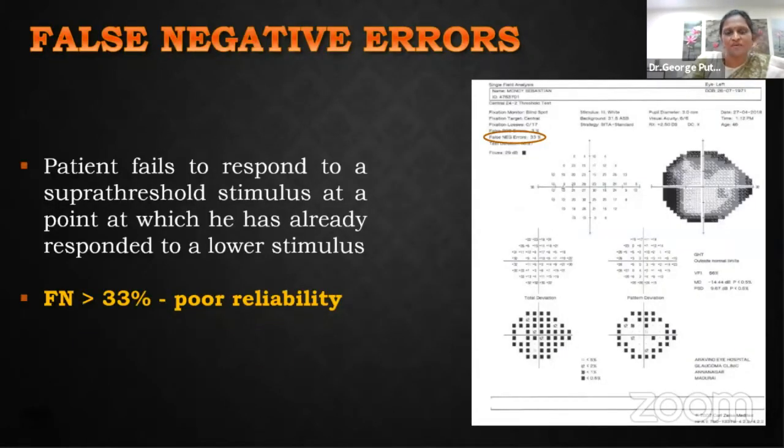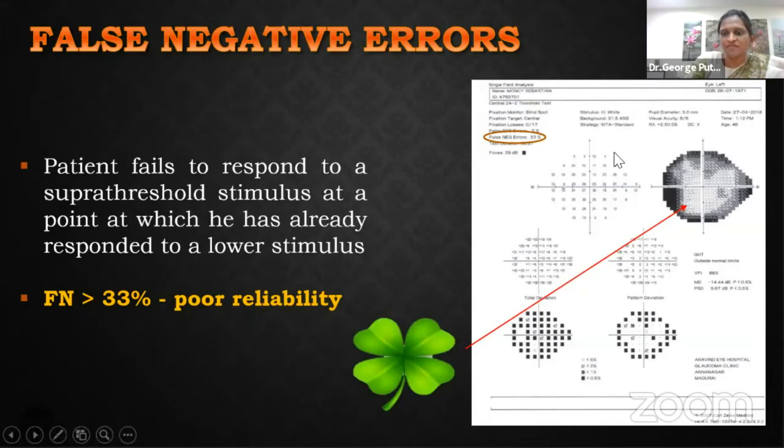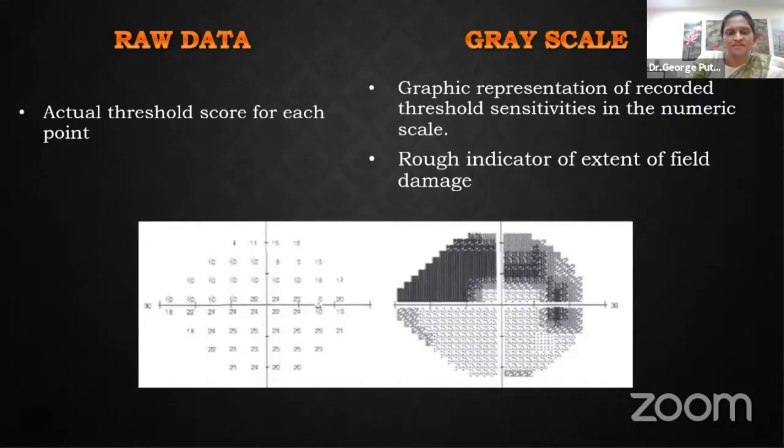False negative error mainly occurs because of the patient's fatigability, where the patient fails to respond to a suprathreshold stimulus, which he has responded to earlier at a lower stimulus. So it typically occurs like a clover leaf pattern with the edge scotomas. A false negative of more than 33% gives poor reliability of the fields. So with these reliability indices, we can assess further the field defects.